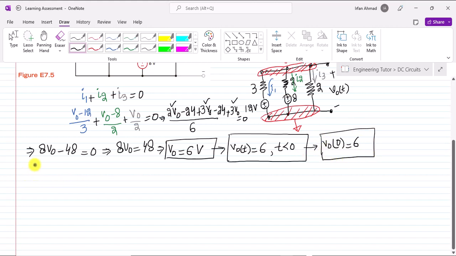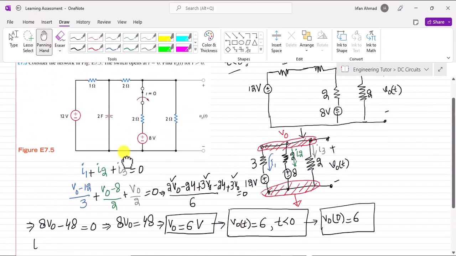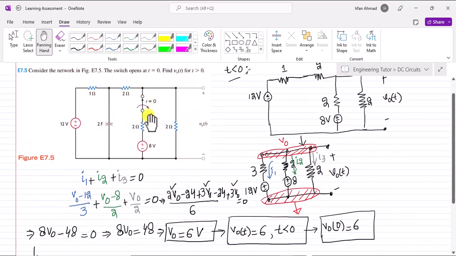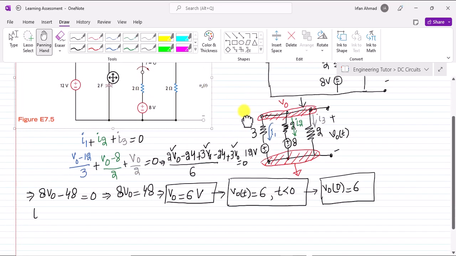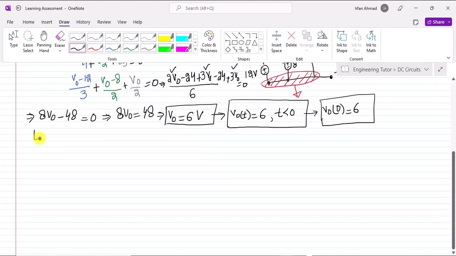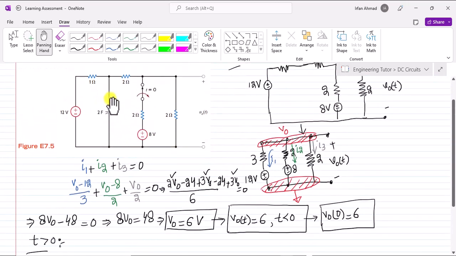Okay, so now let me extend our circuit, and now let me try it for the instance when this switch changes its position. So when it will change its position, this branch will be cut off, because now this switch is in open condition, and changing it will give me this condition which will be for time greater than 0. So when time is greater than 0, what will happen here? We can very easily see that the capacitor will remain here while this branch will be removed.